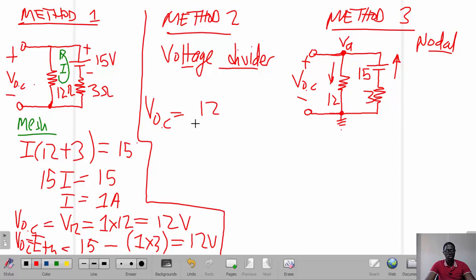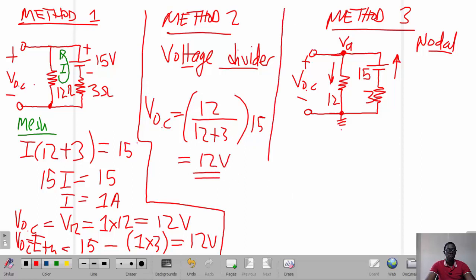It splits across these resistances. We're interested in the voltage across the 12 ohm resistor. So it's 12 over 12 plus 3, and that multiplies by 15. The 15 and 15 cancel out, and it gives us 12 volts.